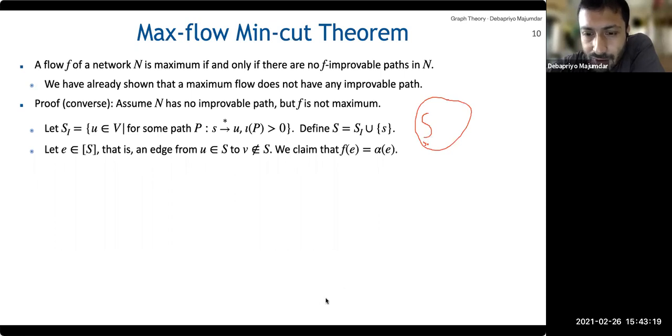And this is my... I changed the colors, okay. And this is my S bar. Okay, it contains the sink.